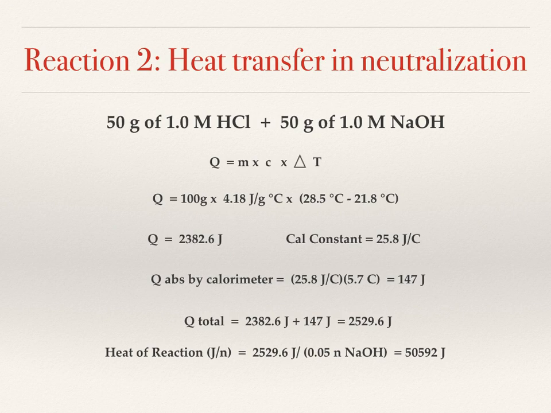The idea is that sodium hydroxide is present. In 50 milliliters of sodium hydroxide with a concentration of 1 molar, that's 0.05 moles. So when we do our math here, we take our total heat absorbed divided by our 0.05 moles. Our heat of reaction, that should say per mole, is around 50,592 joules per mole. Again, that should say joules per mole there.